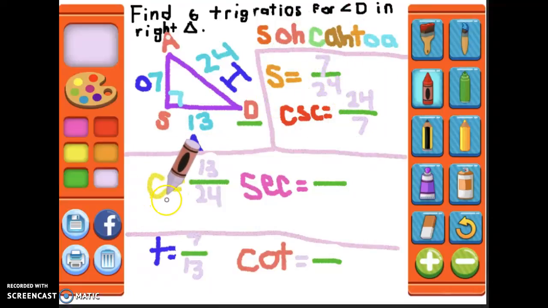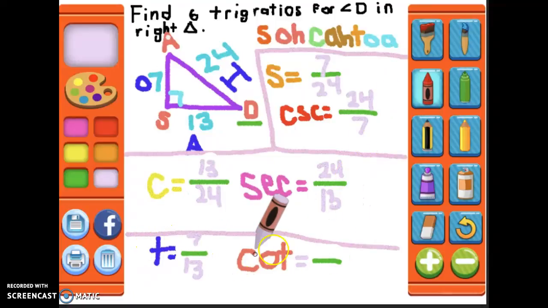So for cosine, it is adjacent over hypotenuse, but it's the opposite. So now we're going to have hypotenuse over adjacent for secant. So hypotenuse is 24 over adjacent equals 13. And that also is the correct reciprocal for cosine.